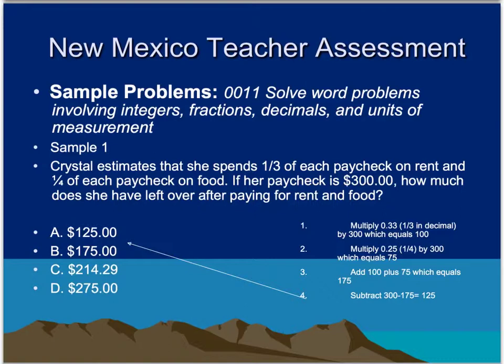You need to add 100 plus 75, which equals 175. From the 300, you subtract 175, which equals 125. Your correct answer is A.